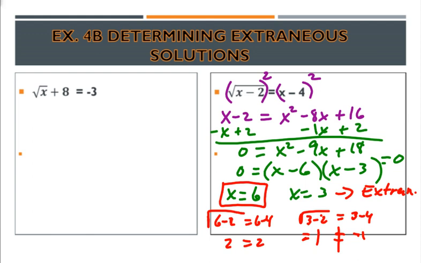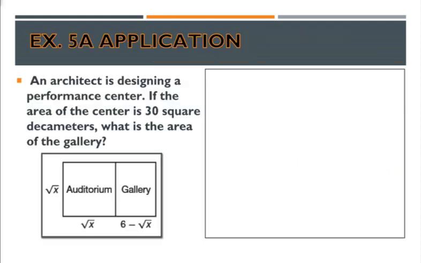You may do the one on the left for extra practice. And the application 5A. An architect is designing a performance center. If the area of the center is 30 square decameters, what is the area of the gallery? So this whole thing, this whole center has an area of 30. So I can say that equals 30.